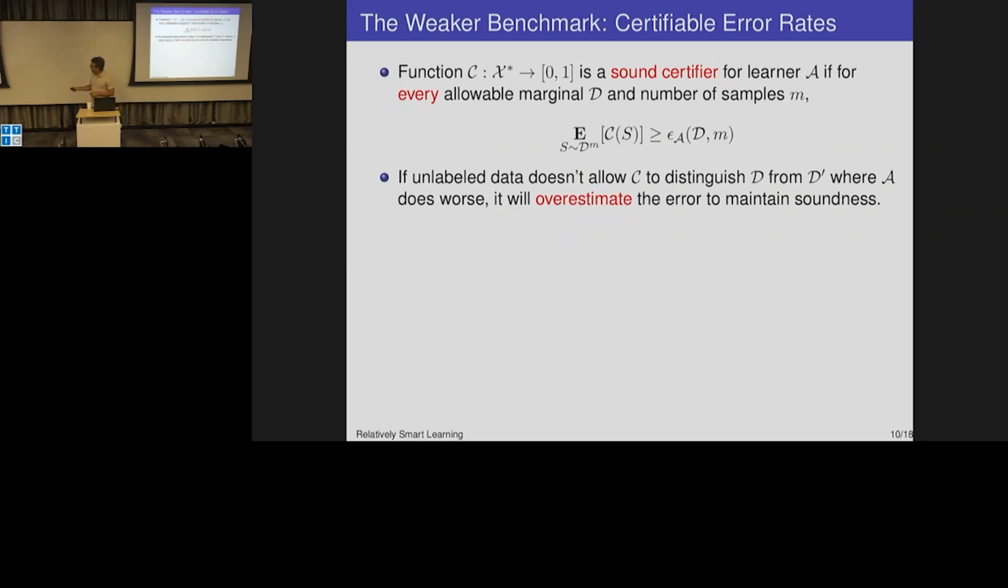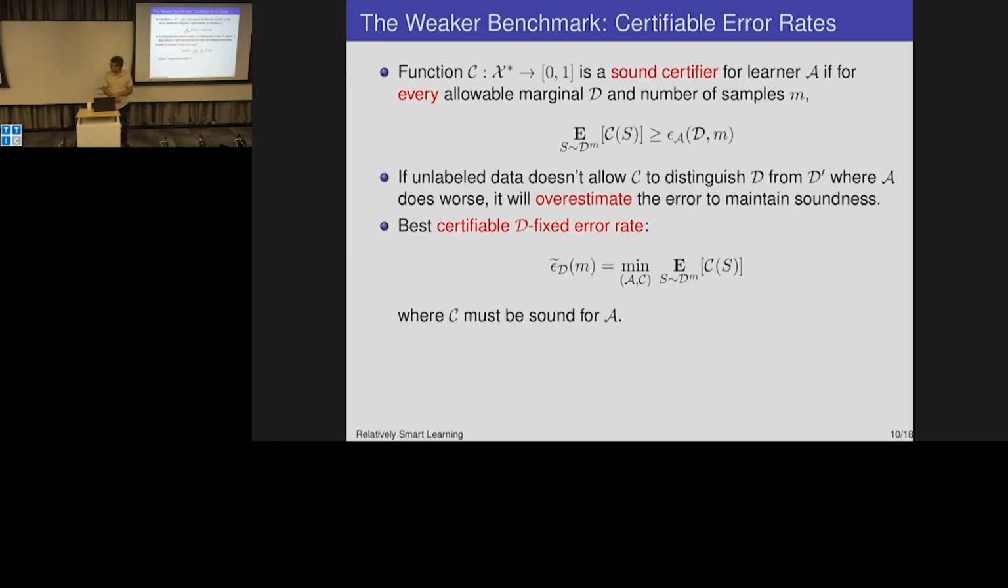So this certifier will estimate the learner's performance on a distribution, but there's another distribution that is almost indistinguishable from this one, where the learner does poorly, the certifier must output something bigger. So now this allows us to define the certifiable distribution fixed error rates. Remember, distribution fixed error rates were epsilon sub D. Now I'm going to call this epsilon tilde sub D.